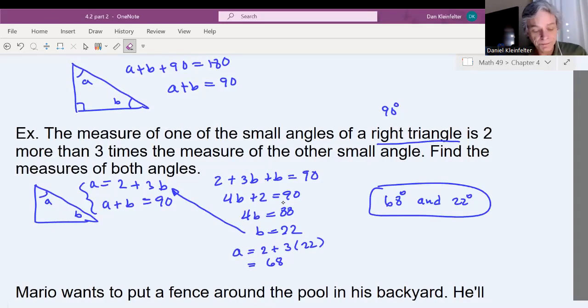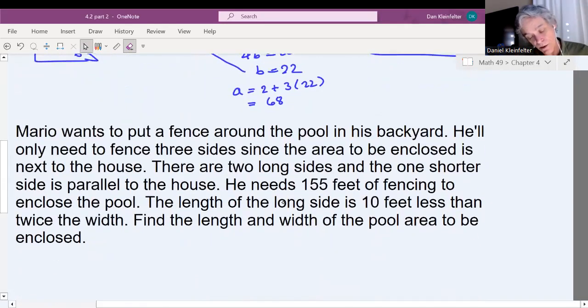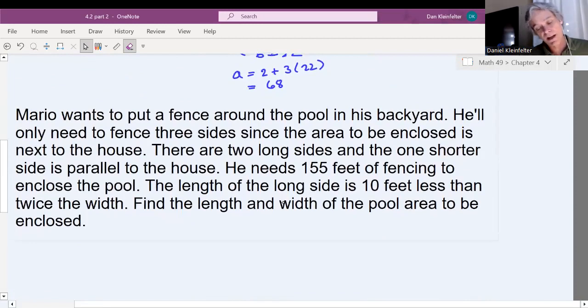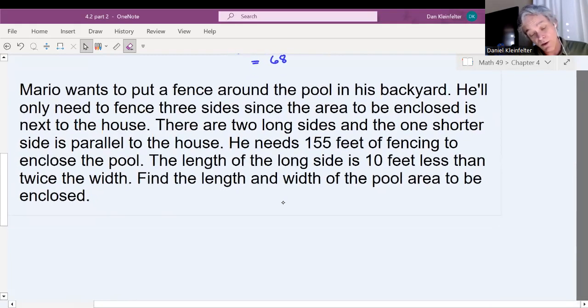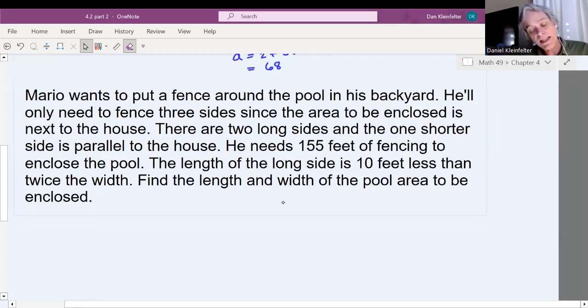All right, moving on. Here's a nice long story. This one is about Mario, who wants to put a fence around the pool in his backyard. He'll only need to fence 3 sides since the area to be enclosed is next to the house. There are 2 long sides and 1 shorter side. The 1 shorter side is parallel to the house. He needs 155 feet of fencing to enclose the pool. The length of the long side is 10 feet less than twice the width. Find the length and width of the pool area to be enclosed.